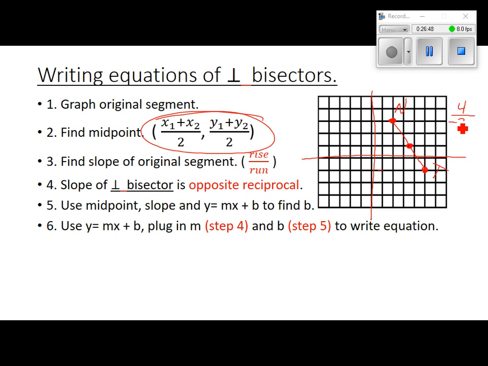What should be true about the slope of something that's perpendicular to it? So that other line, whatever it is that runs through here and is perpendicular to it. Opposite reciprocals. What's the opposite reciprocal of 4 over negative 3? 3 over 4. We did that stuff earlier this year.